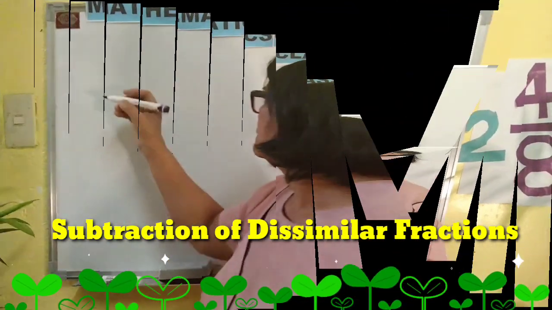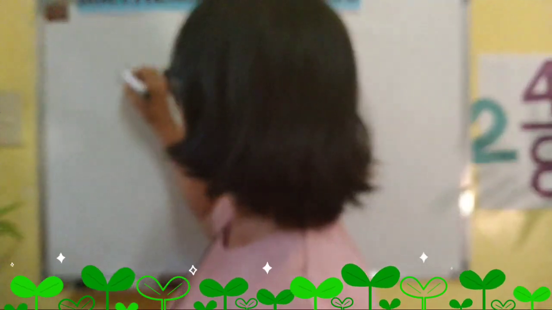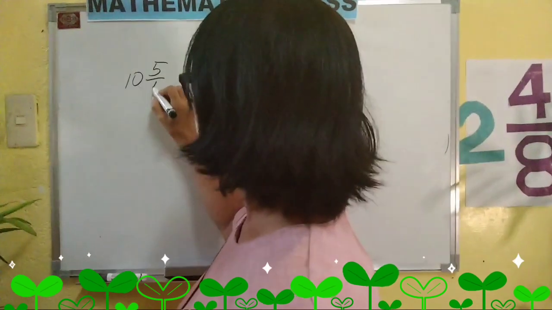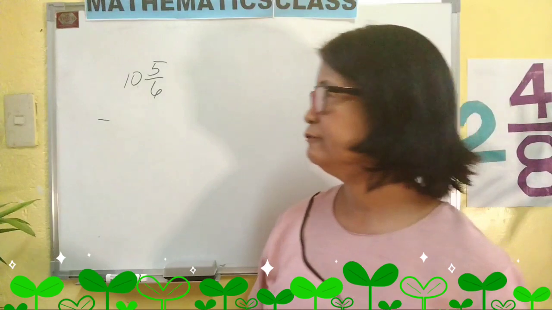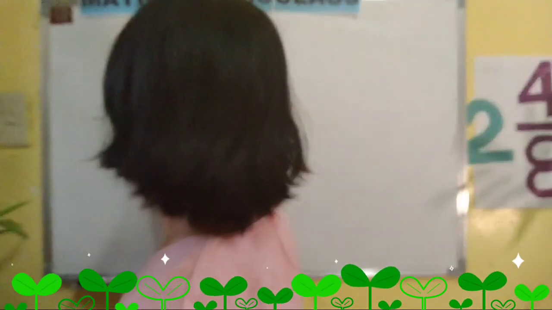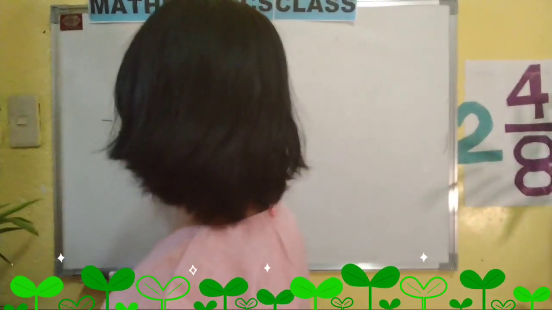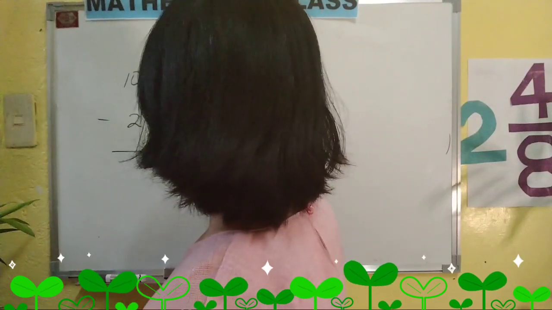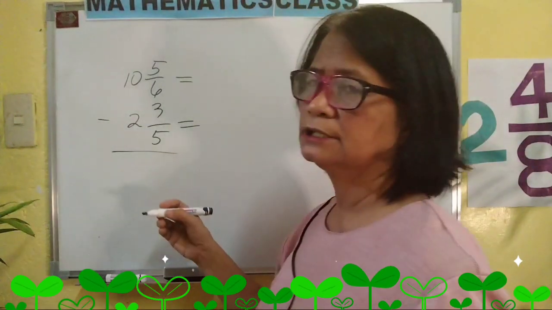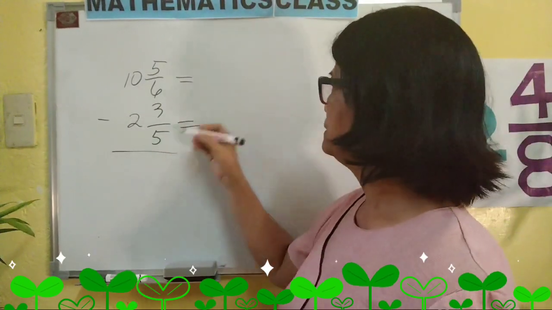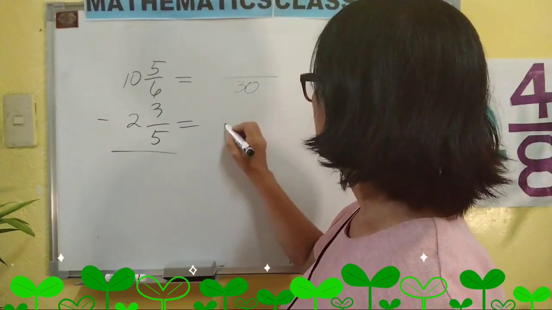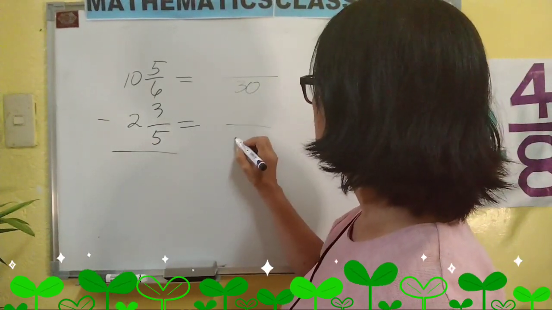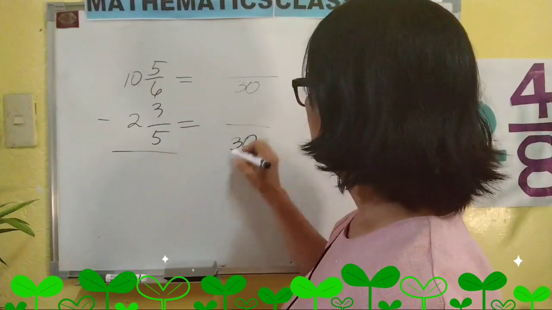Let's go to subtraction of dissimilar fractions. Example: 10 and 5/6 minus 2 and 3/5. The same as we did before, we have to find the LCD. The LCD for 6 and 5 is 30. 30 is the common multiple or the least common denominator.